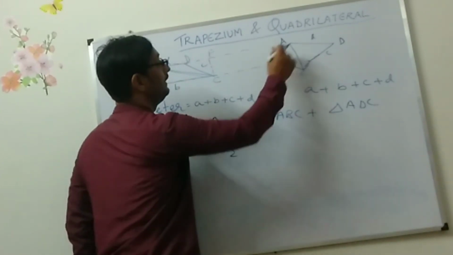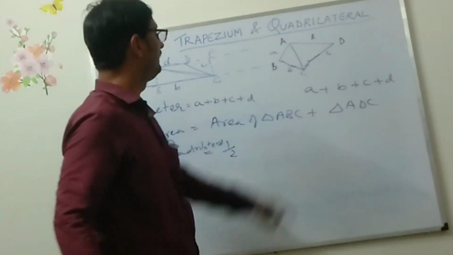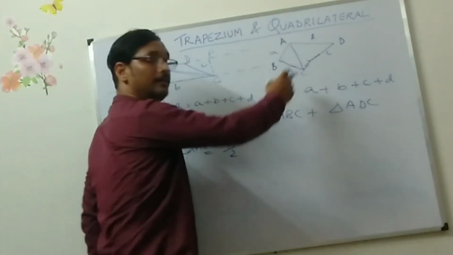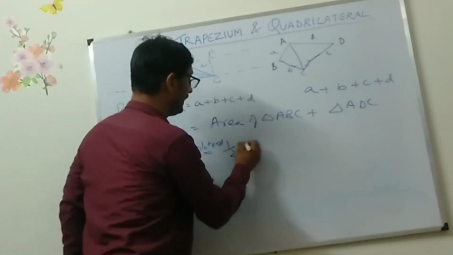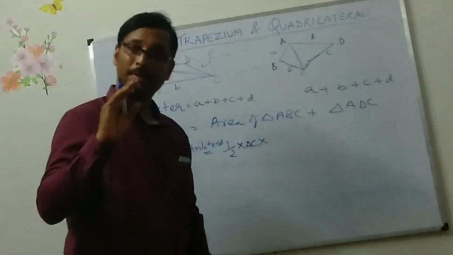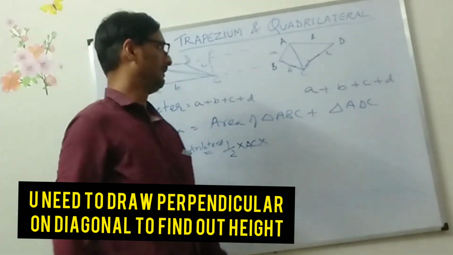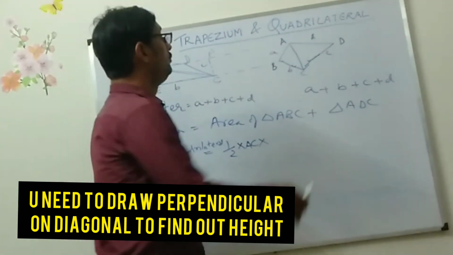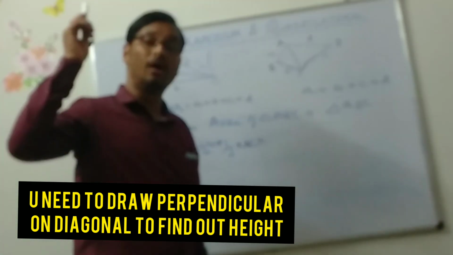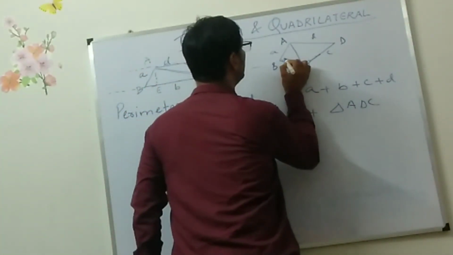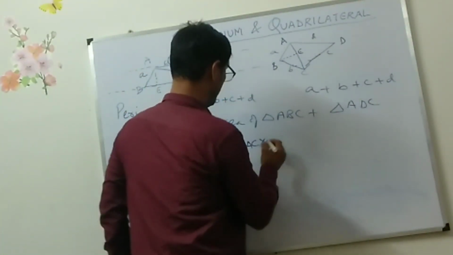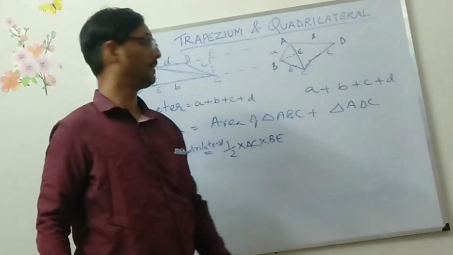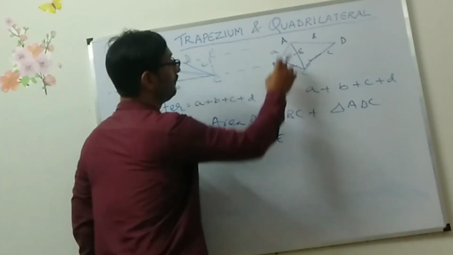In ABC, don't look at that side. In ABC, as I said, you will be treating AC as base, which is common to both of them. So what will I write? AC. Base you have found out. Now you will be finding out height. In ABC, what is height? You don't know height also. So you need to draw height also. BE. This is the height you have drawn. So half into base into height, you have found out the area of this.